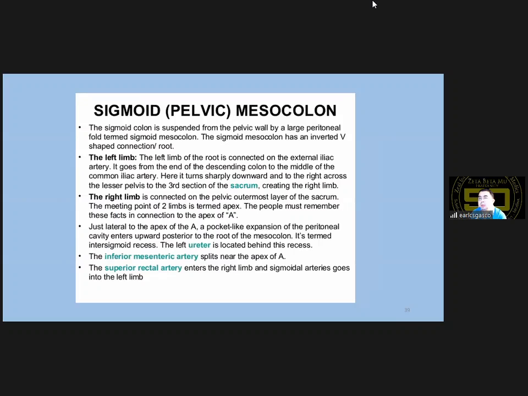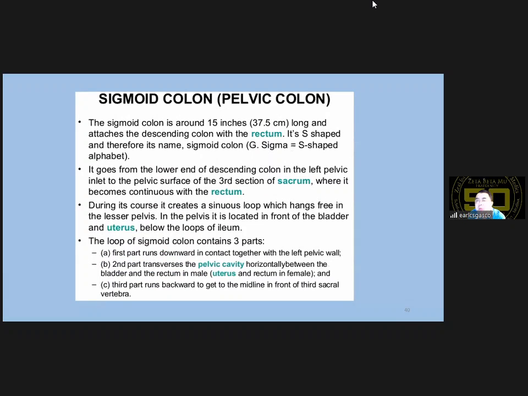Okay, next is the sigmoid colon or the pelvic colon. The sigmoid colon is around 15 inches long and attaches the descending colon with the rectum. It is S-shaped, hence the name sigmoid. It goes from the lower end of the descending colon in the left pelvic inlet to the pelvic surface, where it becomes continuous with the rectum. During its course, it creates a sigmoid loop which hangs free in the lesser pelvis. In the pelvis, it's located in front of the bladder and the uterus, below the loops of the ileum.